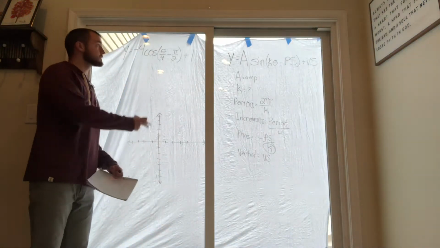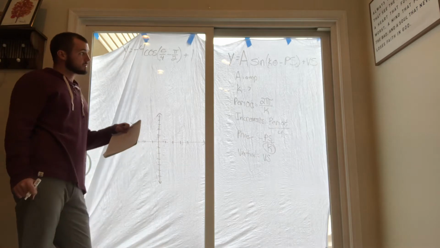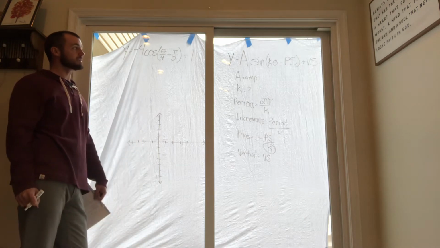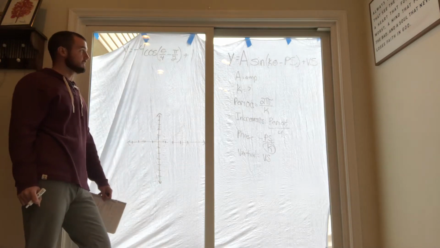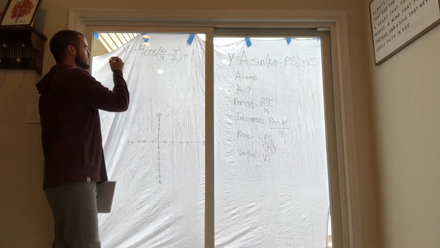Okay, we got our next one. We got y equals -4 cosine of theta over 4 minus pi over 2 plus 1. Okay? All right, again, let's do all our work here.